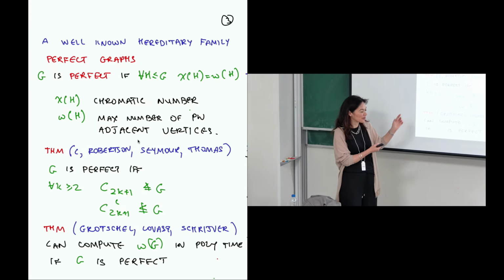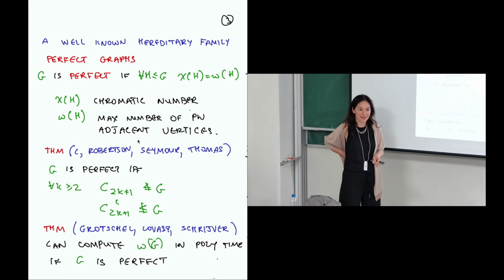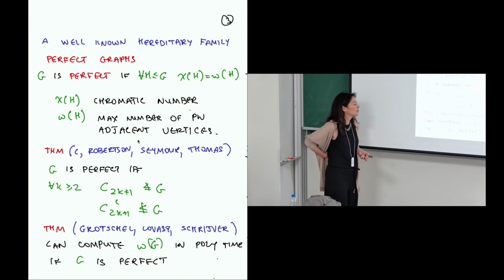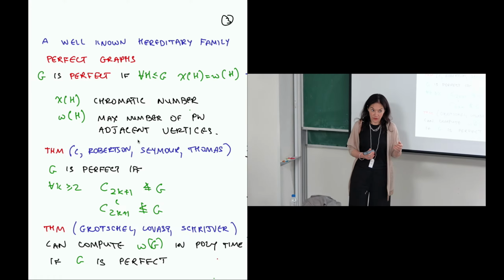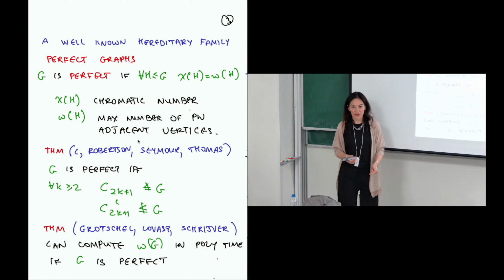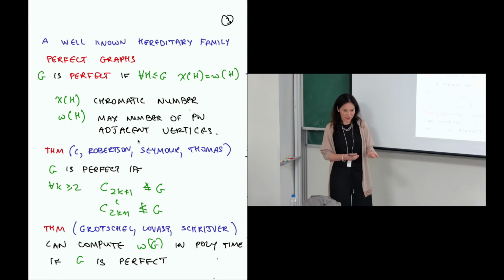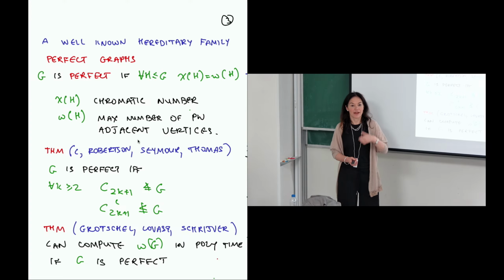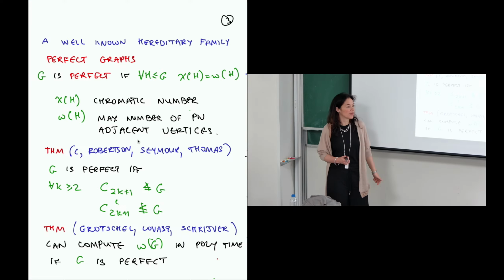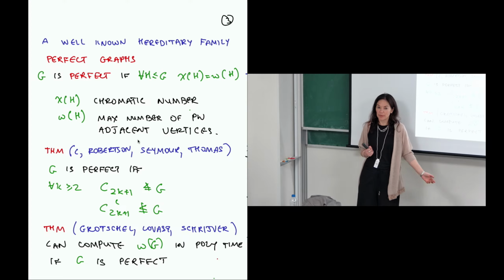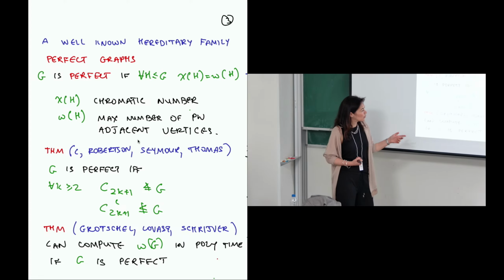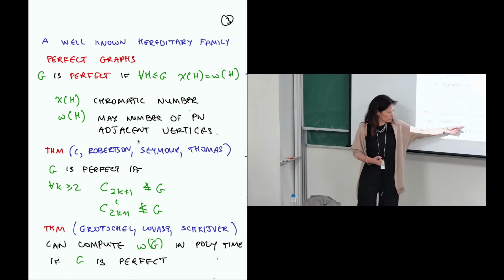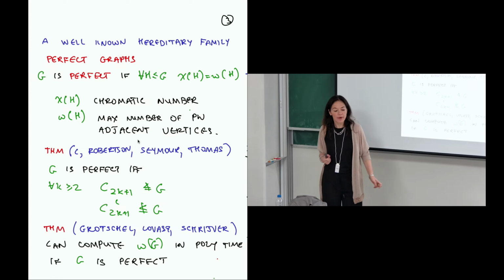Because perfect graphs are invariant under taking complements, computing the clique and computing the stable set is the same problem. Still surprising. Another problem is coloring. Because you can compute omega and it's a perfect graph, you have already computed the chromatic number. But what if you actually want an optimal coloring? Again, you can do that in polynomial time if the input is perfect, and all these problems are NP-complete for general graphs.